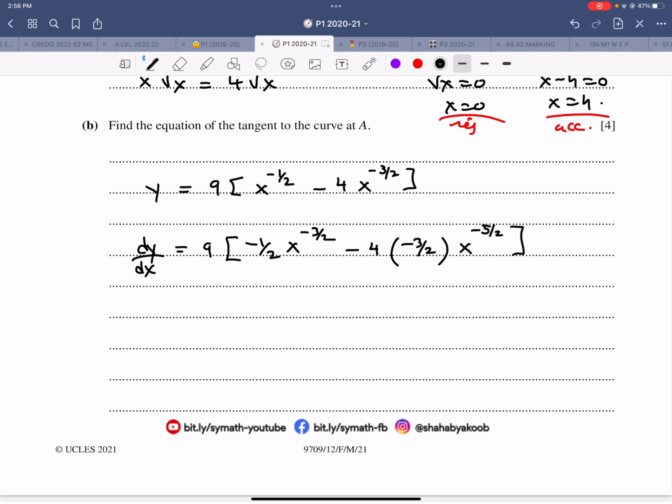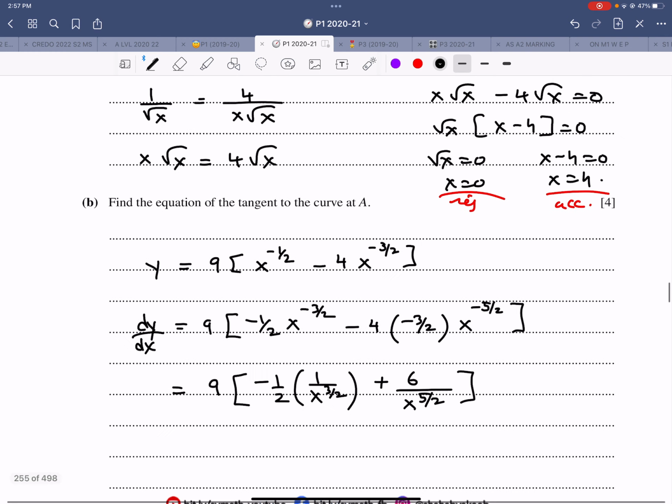Because when you're doing differentiation and integration, be very careful. This is 9, and as it is minus half, this is 1 over x raised to power of 3 over 2. And 4 and 3 is 12. 12 over 2 is 6. So that is plus 6 over x raised to power of 5 over 2.